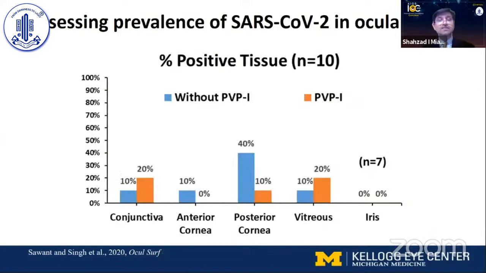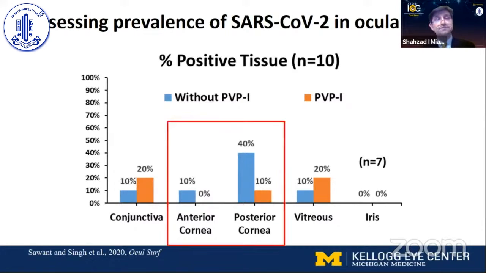When we looked at our specimens for positivity, because we're looking at different layers, of all 20 eyes, 3 conjunctival, 1 anterior cornea, 5 posterior cornea, and 3 vitreous swabs tested positive for SARS-CoV-2, exhibiting a positivity rate of 15% in the conjunctiva, 5% for the anterior corneal surface, 25% for posterior corneal surface, and 15% in the vitreous.